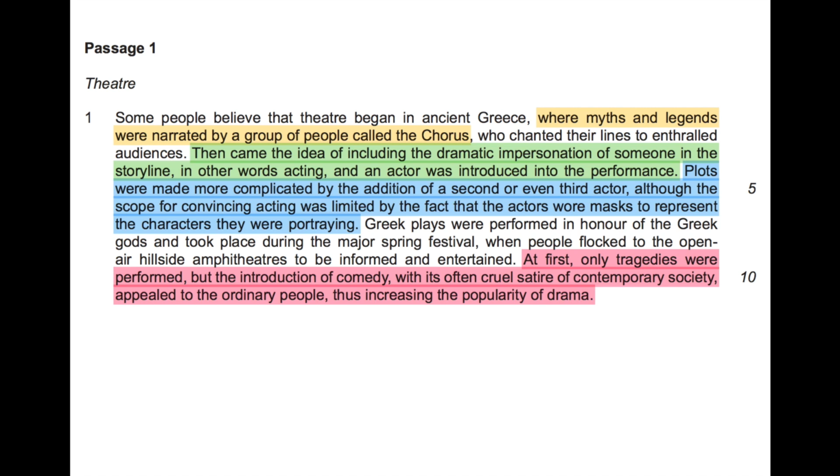Now, in that big red block there, what is the most important piece of information? What is the next stage in the development of theatre? Well, it's the introduction of comedy. So you don't need to write out the whole long sentence, because not all of it is relevant. Not all of it is important. Some of it is additional information. Some of it adds extra oomph to the point. But the most important point is the introduction of comedy.